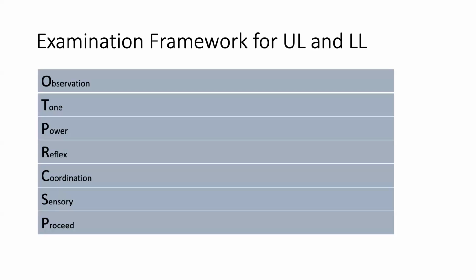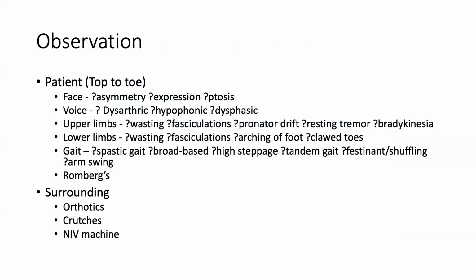Then you move on to tone, power, reflexes, coordination, sensory examination, and proceed. You want to see the patient from top to toe, because even though the instruction says examine the upper limb or the lower limb, it doesn't mean your eye will just stick on the upper and lower limb. Essentially you see the patient as a whole, holistically.